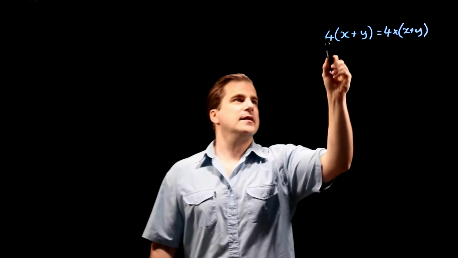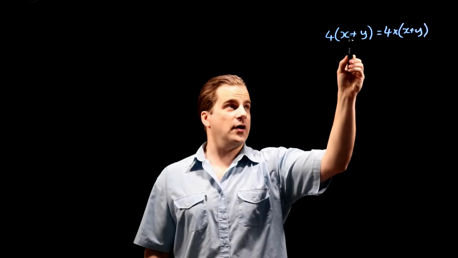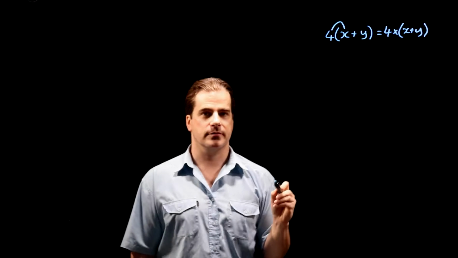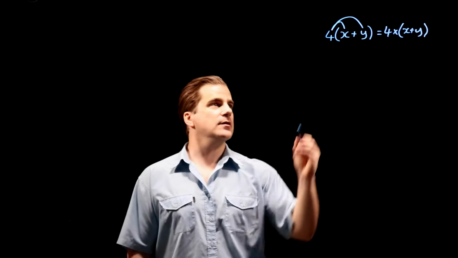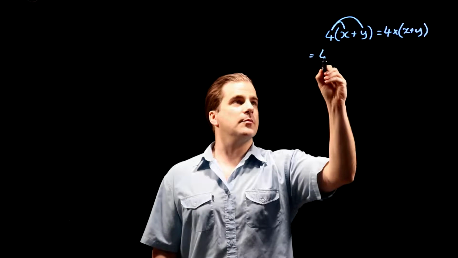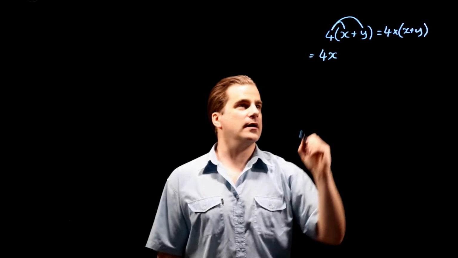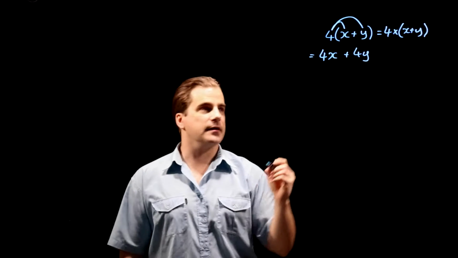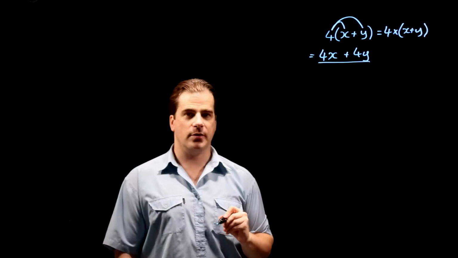Well, what you do, you take the thing that's outside the bracket and you multiply it by every single term inside. So that means we're going to do 4 times x, and then we're going to do 4 times y. Okay? So that becomes 4 times x, don't bother with the multiplication sign, it's just 4x. 4 times y is just 4y. And that's it. 4 brackets x plus y is 4x plus 4y.